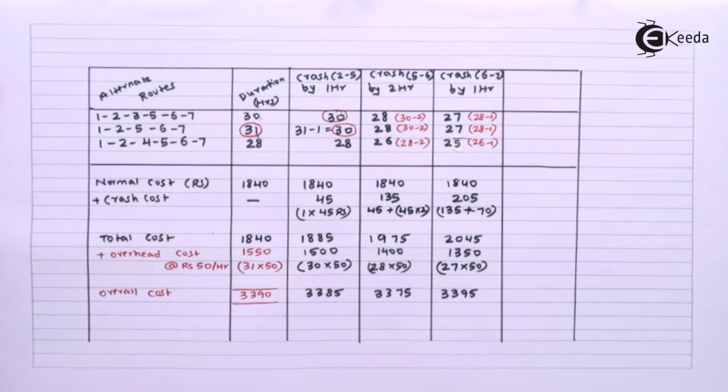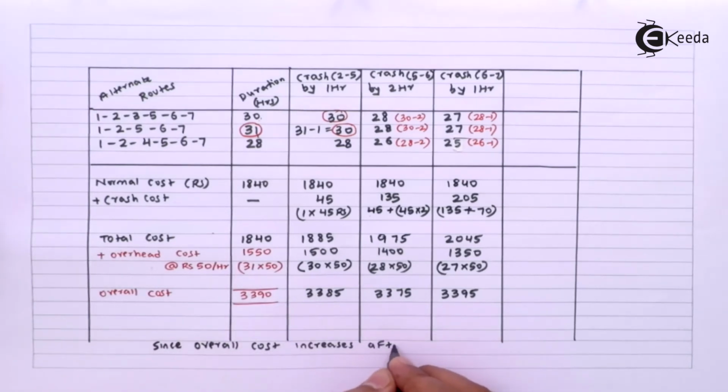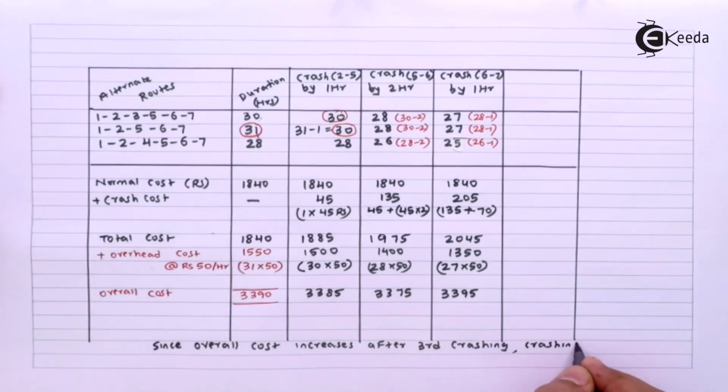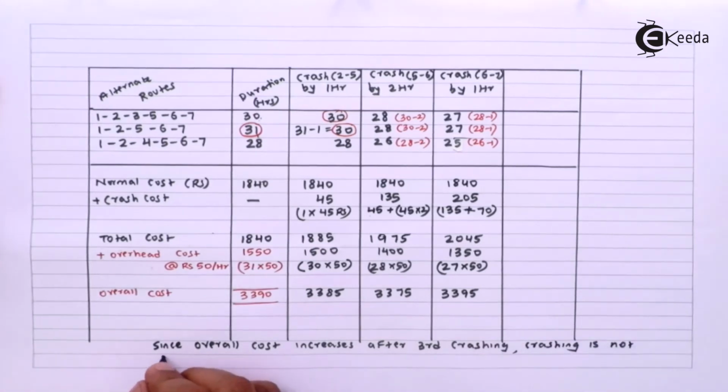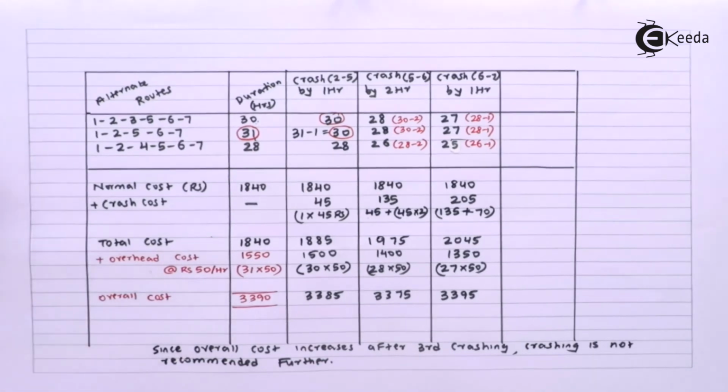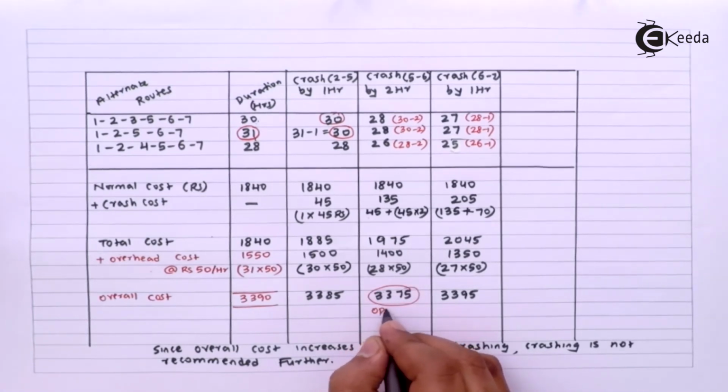Just note down the last part, since overall cost increases after third crashing, crashing is not recommended further. So we'll stop here and we have the lowest cost here. The lowest cost is 3375. This will be called as the optimal cost.